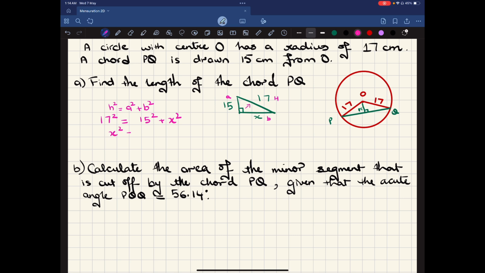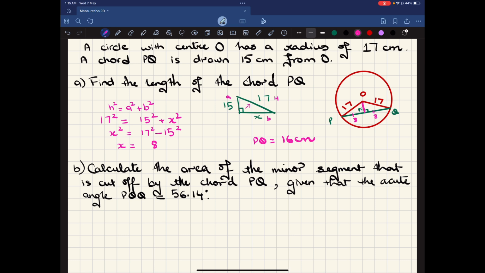So x square is going to be 17 square minus 15 square. X is going to be 8. So this is 8. Obviously the perpendicular line is going to divide PQ into two equal parts. So if this is 8, this is going to be 8. So what is the length of the chord PQ going to be? PQ is going to be 16 centimeters.